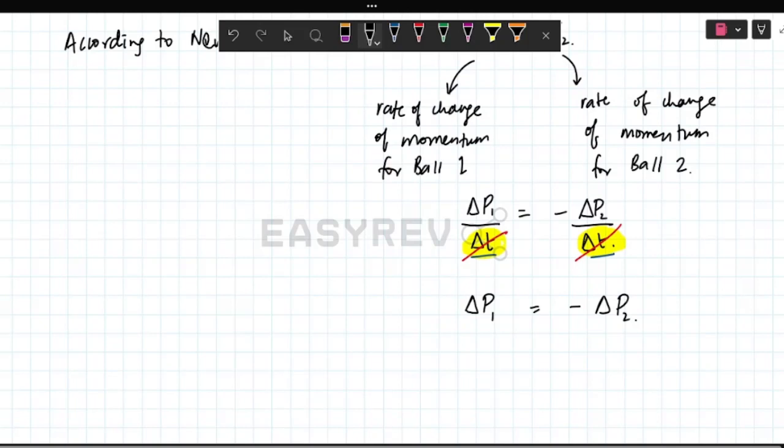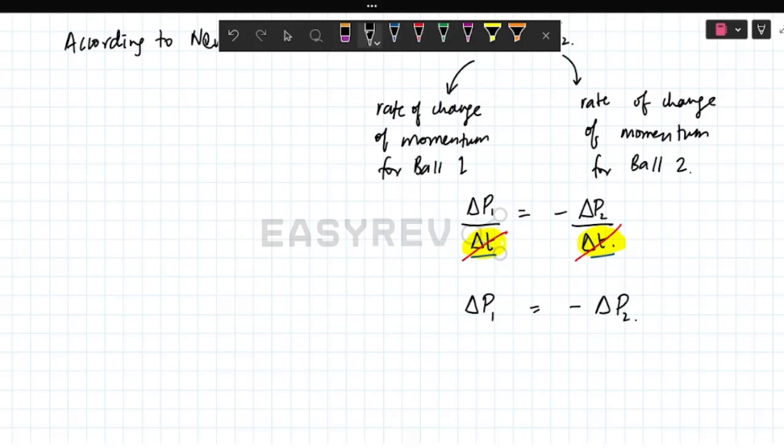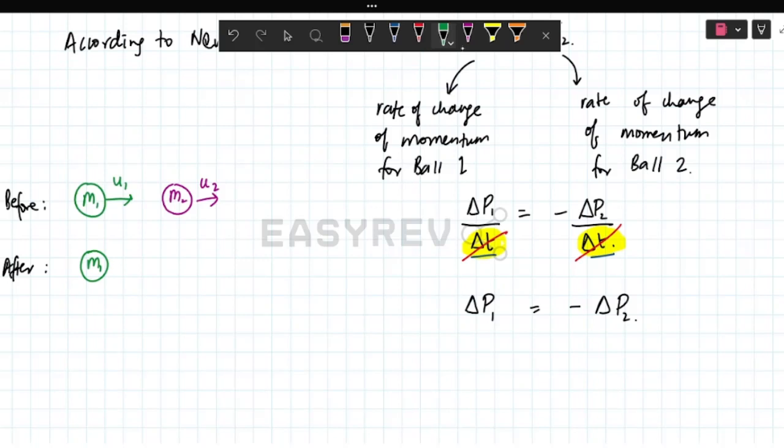So just to recap what was happening before collision and after collision. Before collision, we had this scenario where ball 1 had initial velocity u1 and ball 2 had initial velocity u2. And then after collision, you had the same masses m1 and m2, but this time we suppose they have new final velocities v1 and v2.